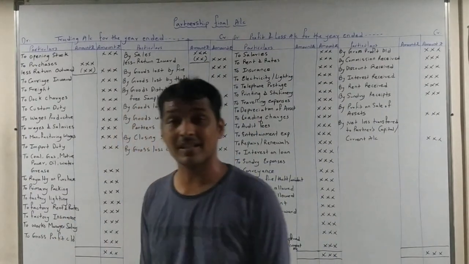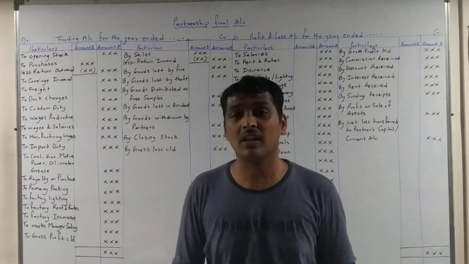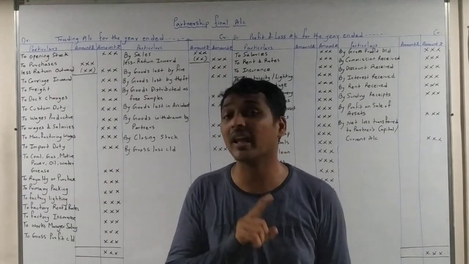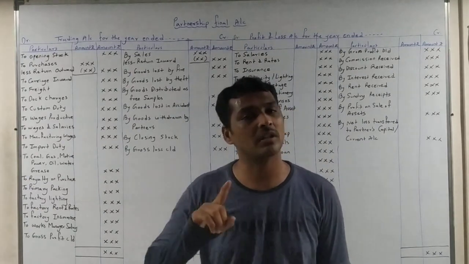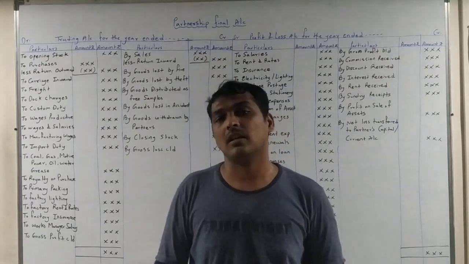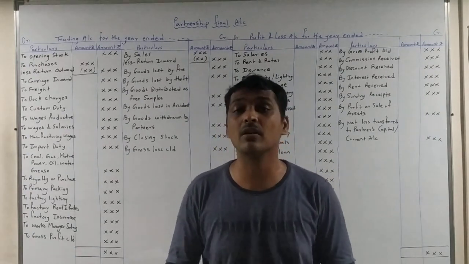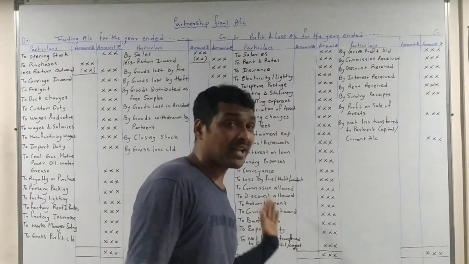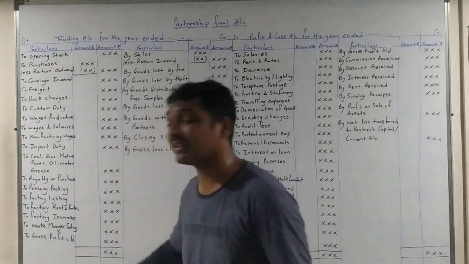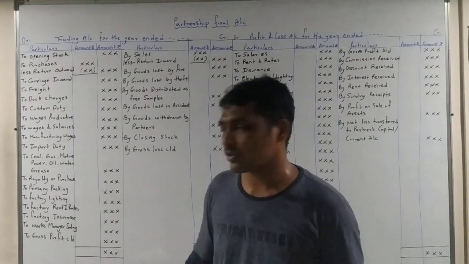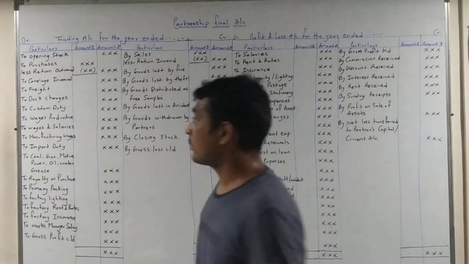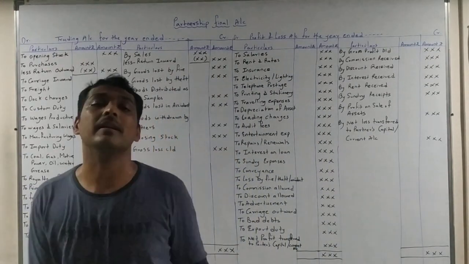Then works manager salary. Suppose the salary is given to the works manager, who works in the industry or the factory, so it will come under the trading account. Suppose office manager salary is given, then you will record it under the debit side of the profit and loss account. Then one item is given, gross profit, which we will discuss later after discussing the credit side of the trading account. So let us understand what the credit side is.